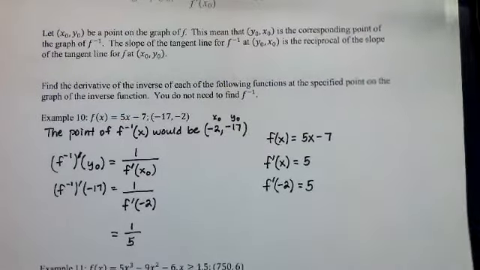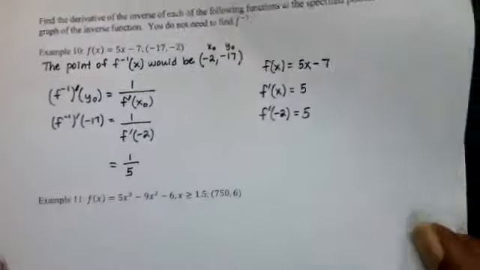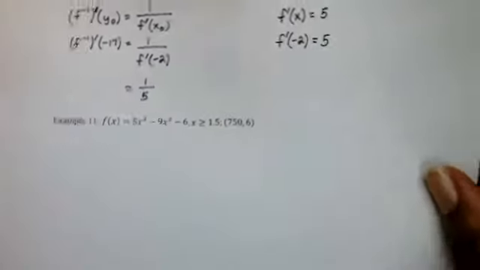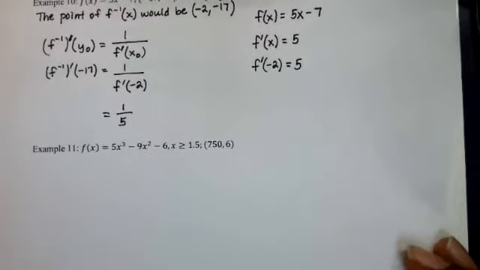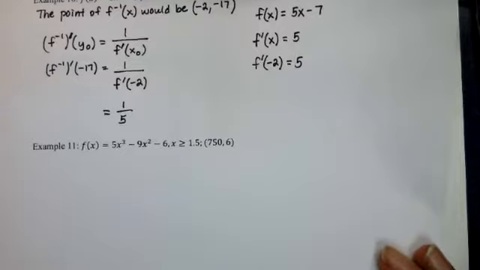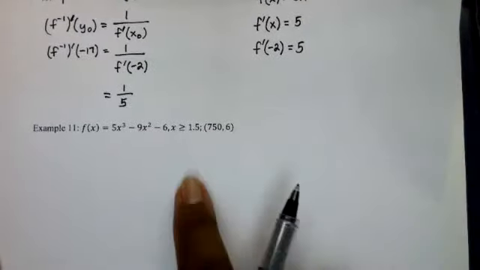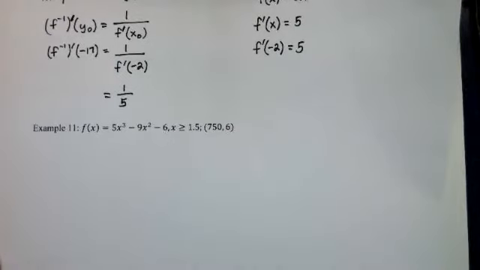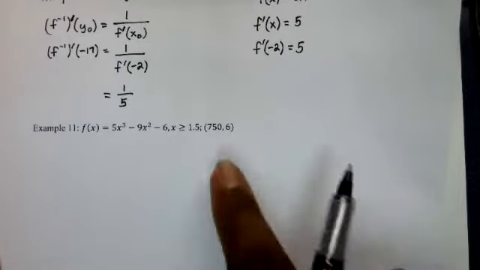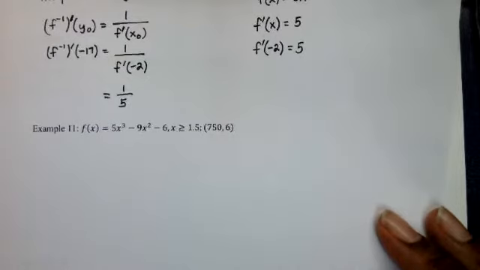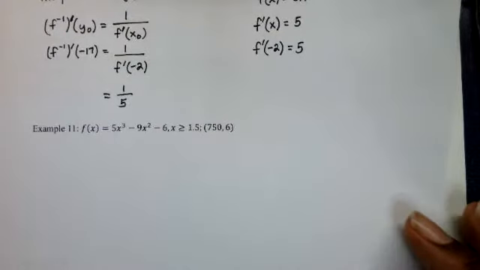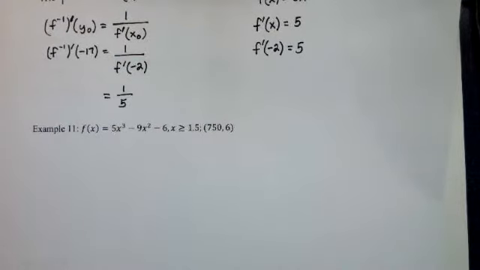Here's another example. Let's say we had f of x is equal to 5x cubed minus 9x squared minus 6, where x is greater than or equal to 1.5, and the ordered pair for that function is 750 and 6.